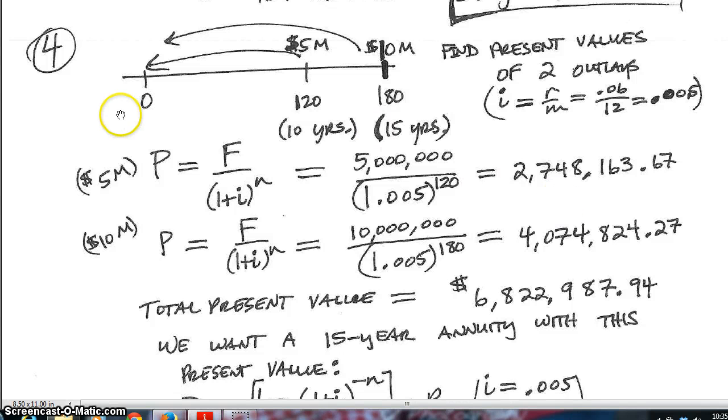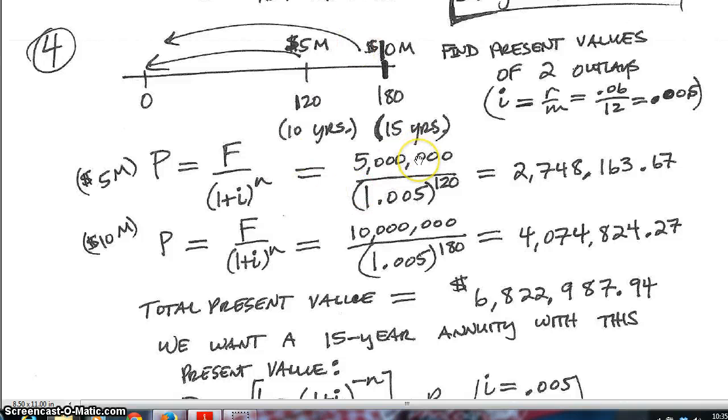So here's the timeline. This is in months, 120 months, 180 months. 5 million here, 10 million here. So take each of those back in time, and remember you can do that by dividing by (1 + i)^n. Each year that you go back, you divide by 1 plus i. Each year you go forward, multiply by 1 plus i.